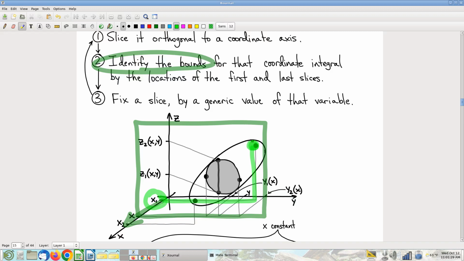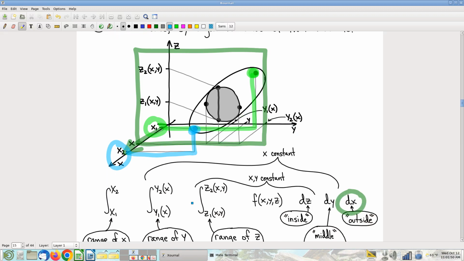So there's that first lower bound for x, and then let's see here, I'll use blue. The upper bound for x is where the last slice hits. Right, so we've got all these slices perpendicular to the x-axis. There's a first one, there's a last one. You find the corresponding values of x, and those are your x bounds. So yeah, x1 and x2. Is that good so far? Okay.